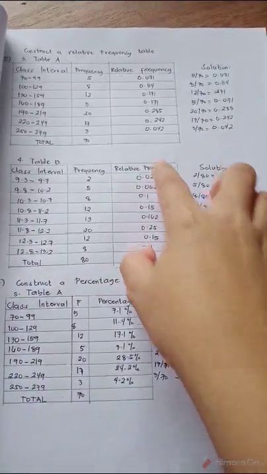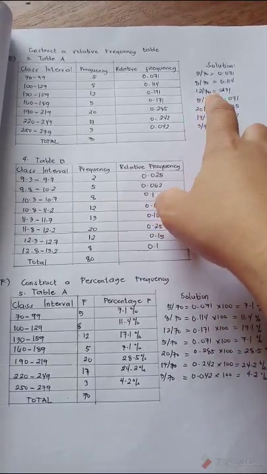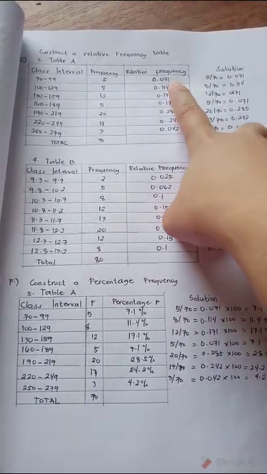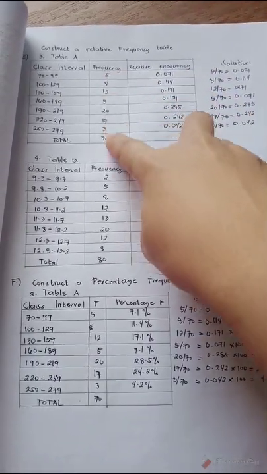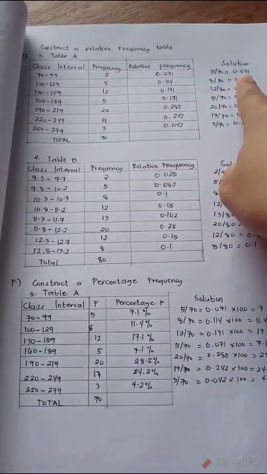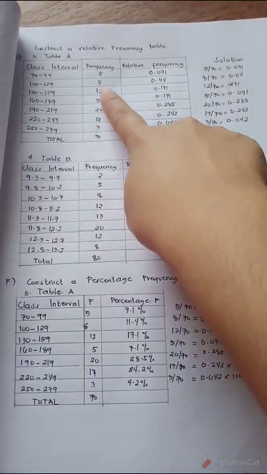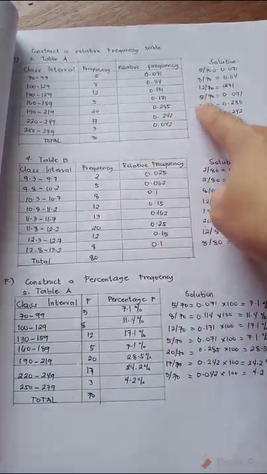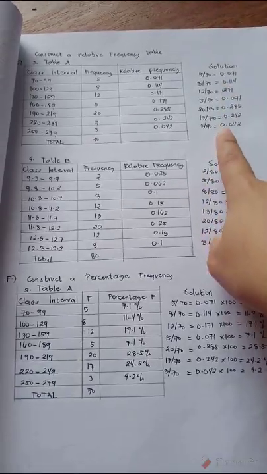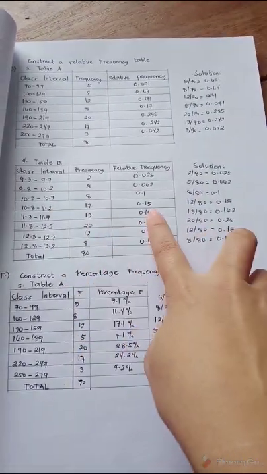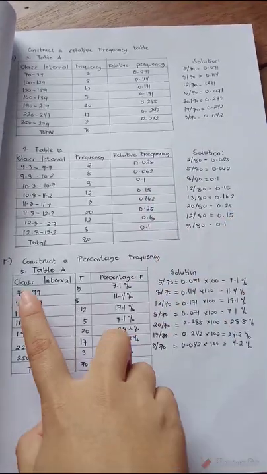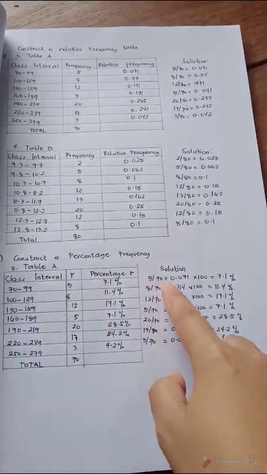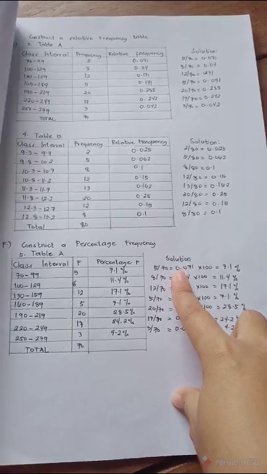Diri sa ang gipangita diri is ang solution mo. This is my solution for the relative frequency. 5 divided by 70 is equal to 0.071. 8 divided by 70, that is 0.049, and so on. So the same process for the table letter B sa number 4, and for letter F, so this is how I get my percentage.